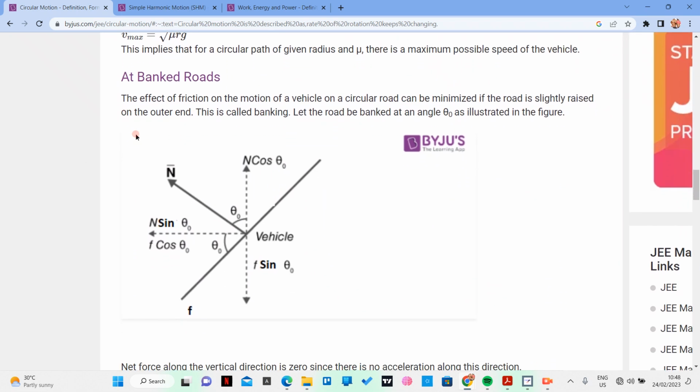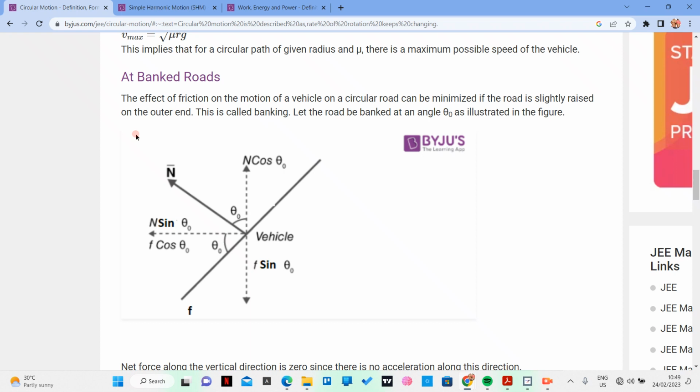So let's talk about bank angles. Those are the ones that are inclined, like they are elevated. The ground is elevated at a particular angle to the horizontal, which is your theta here. And you have your normal reaction also. There will always be a normal reaction, there will always be the weight of the object, and there will always be friction.